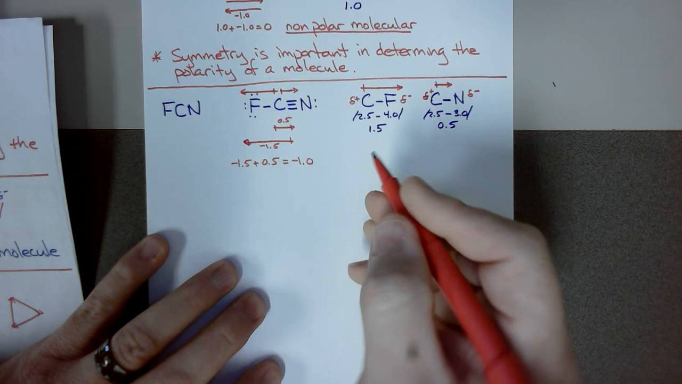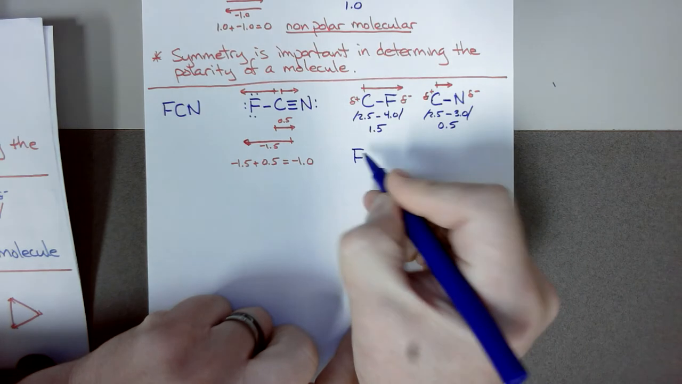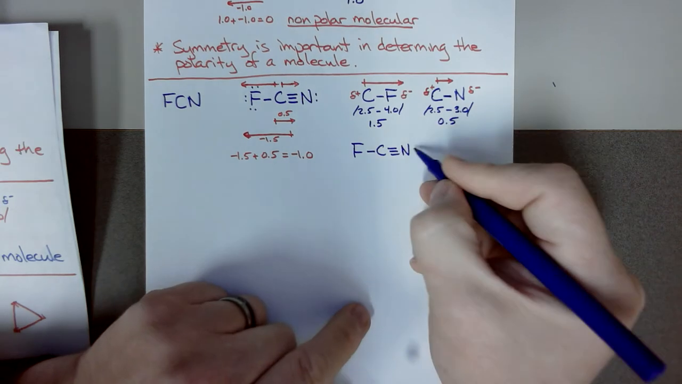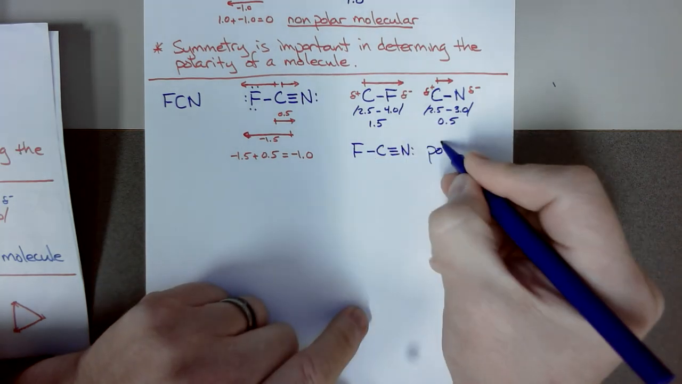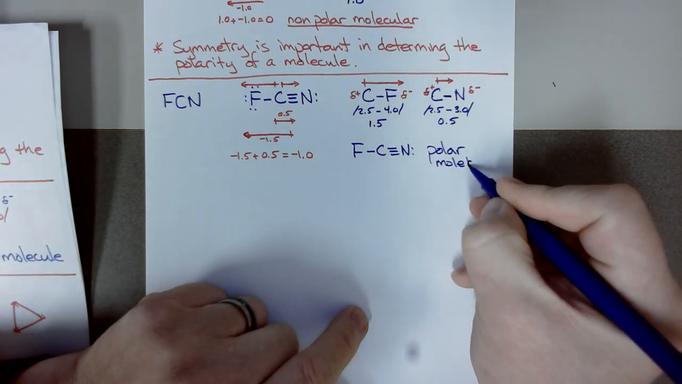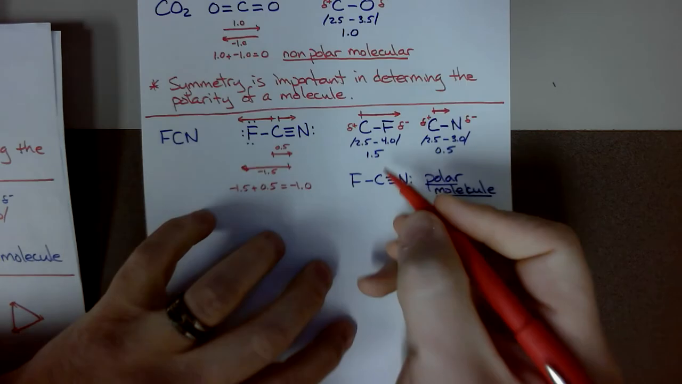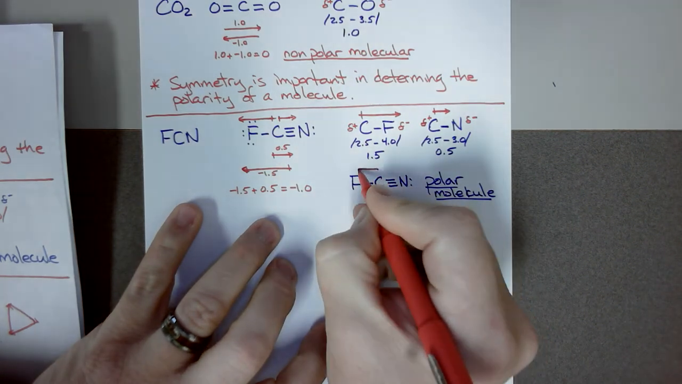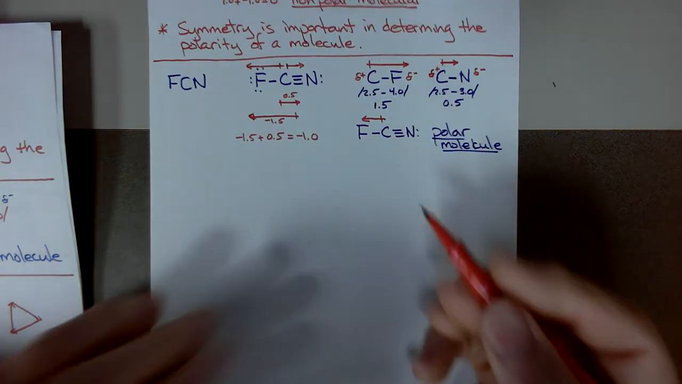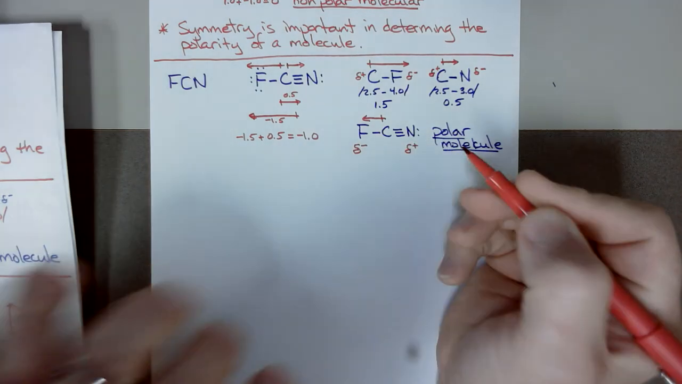And when we add them up, if I drew the molecule again, we have F, C triple bond N, and we know that it's a polar molecule. My vector, once they've added up, is in this direction, so it's going to be polar towards the fluorine. On this molecule, we have the partial negative here and the partial positive on this end of the molecule.